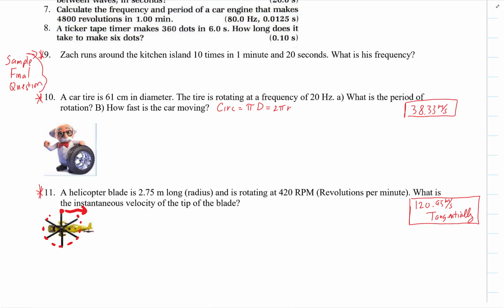And the direction is tangential, so since it's asking for a velocity, we need a velocity that's tangential. It's going this direction. It's going at a tangent to the circle. At any particular point, that's the direction.